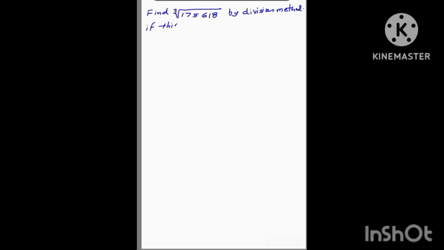Here there is a condition: if this number 175618 is not a cube number, that means if this number does not have a perfect cube root, then you have to find the nearest number lesser than this number which is a perfect cube. So altogether there are three conditions. That number should have a perfect cube root. So we proceed in a normal manner.